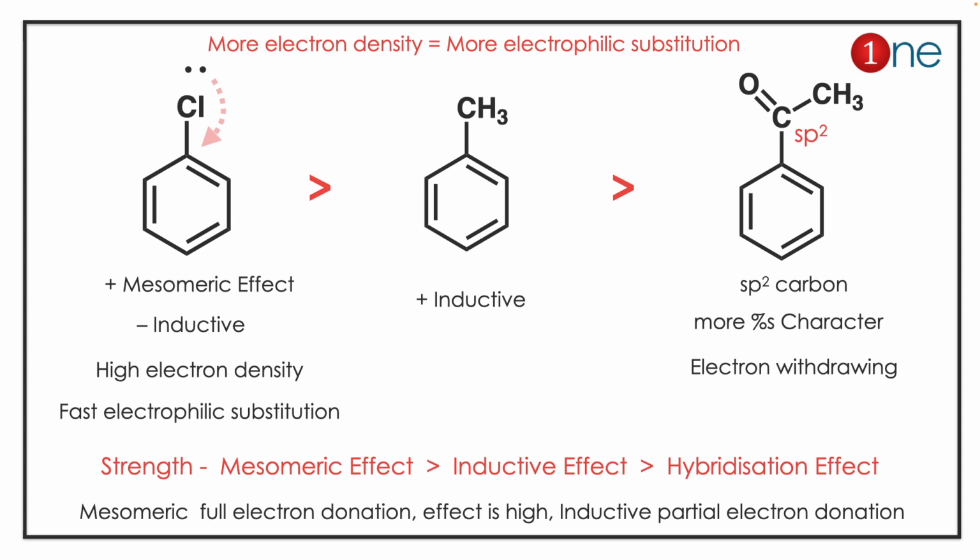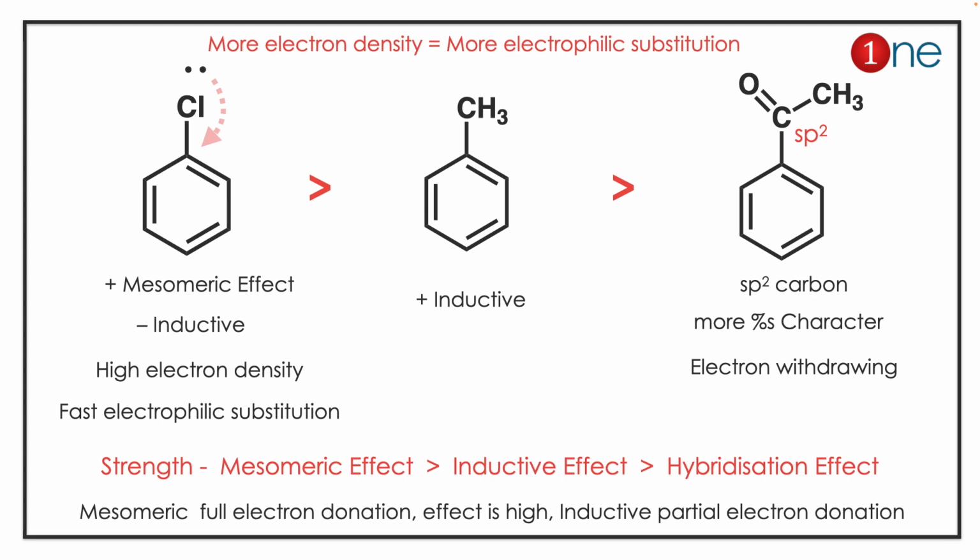The strength of the mesomeric effect is higher than the inductive effect and the hybridization, because the mesomeric effect donates the full electron pair, so it will be more effective. If you look at chlorine, it has the mesomeric effect and it is minus inductive. Anyway, the inductive effect is minor. Then the toluene.